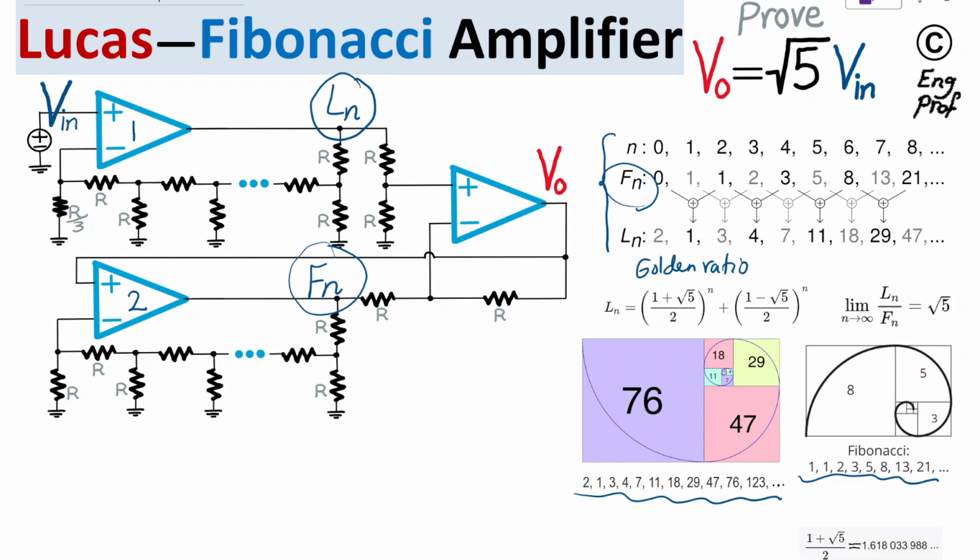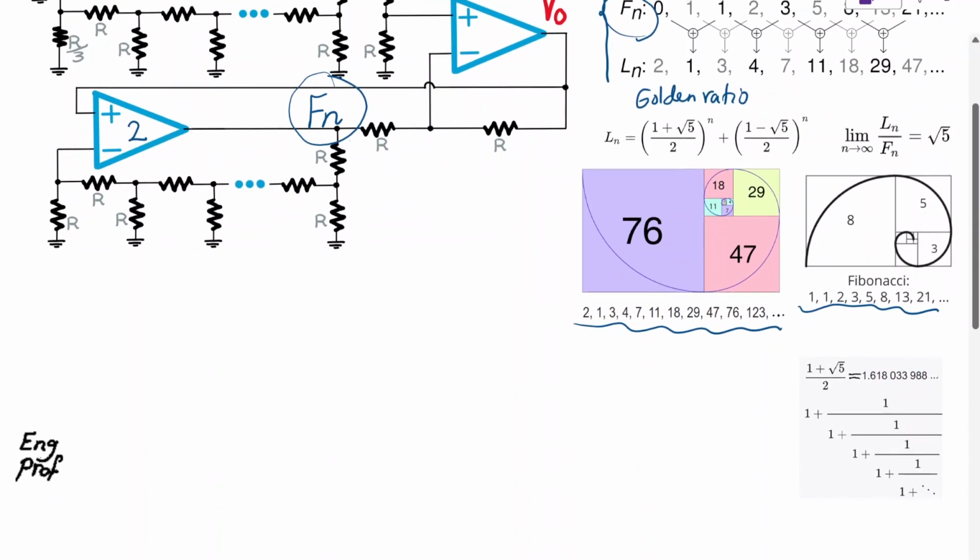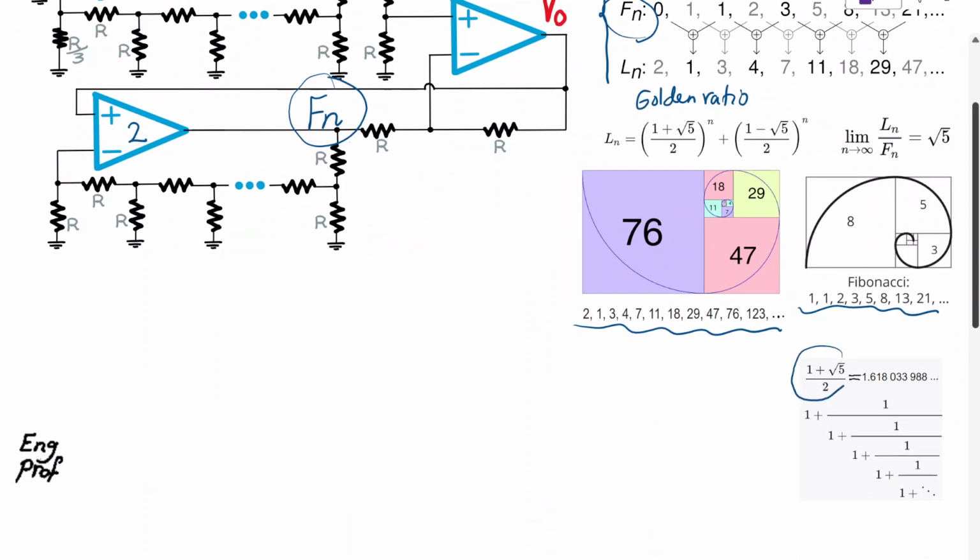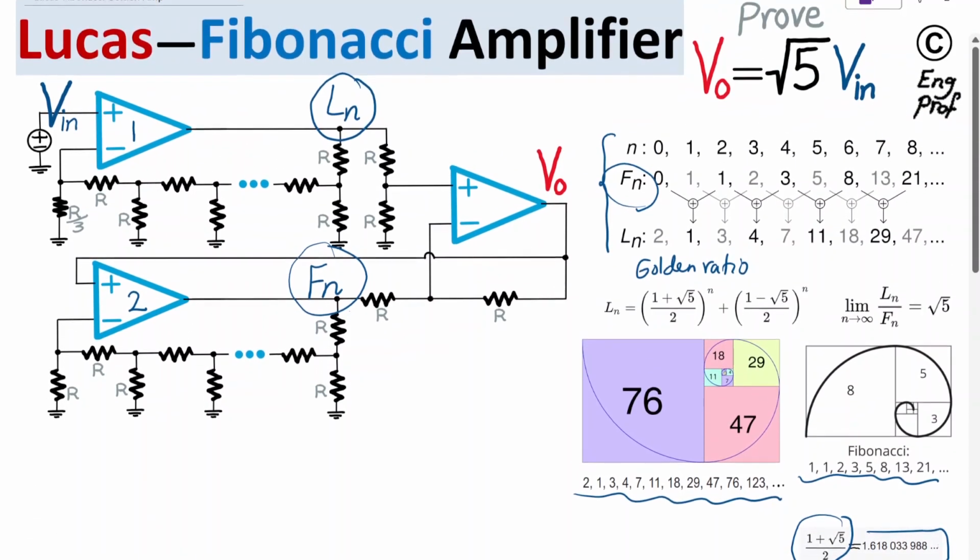I would like to mention that it is also proven that the limit of Lucas number n divided by Fibonacci number n, when n goes to infinity, is equal to the constant rad 5, or square root of 5. One other interesting observation is that the golden ratio, (1 plus rad 5) over 2, which is roughly 1.618 and so on, is effectively the result of this infinite fraction: 1 plus 1 over 1 plus 1 over, and so on up to infinity. So there is interesting math going on here.